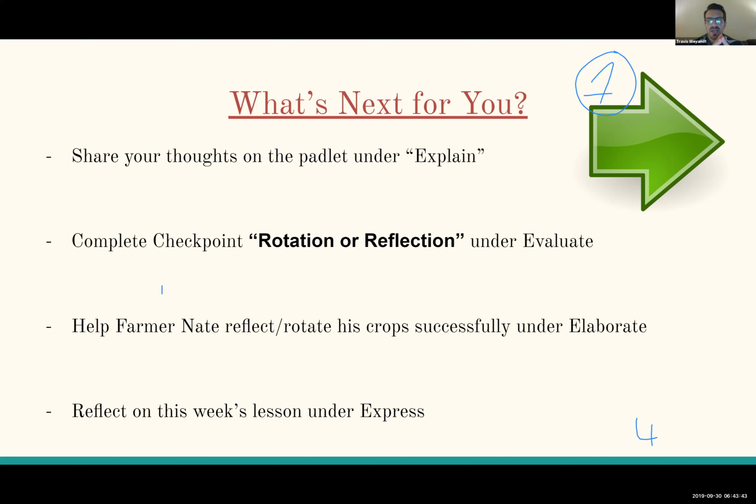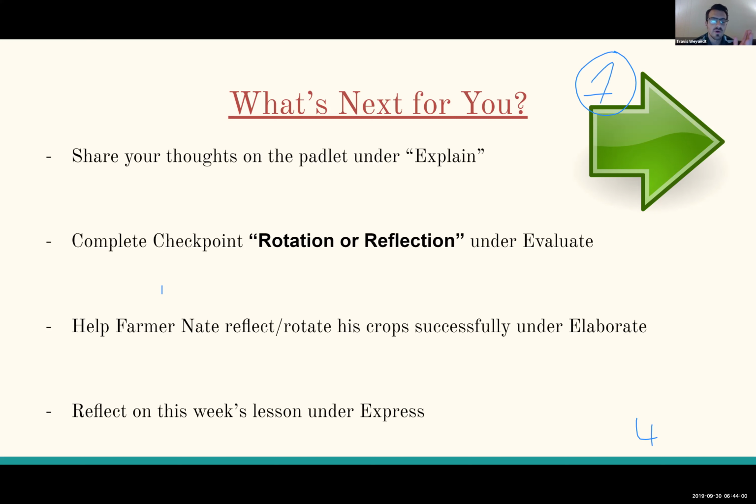We did one last week. This is a chance for you to kind of reflect on what we've learned. Next thing is complete checkpoint rotation or reflection. All right, so again, this unit or this lesson has been on these two ideas. So I'd like for you to get under there and complete that checkpoint. The next thing is under Elaborate.